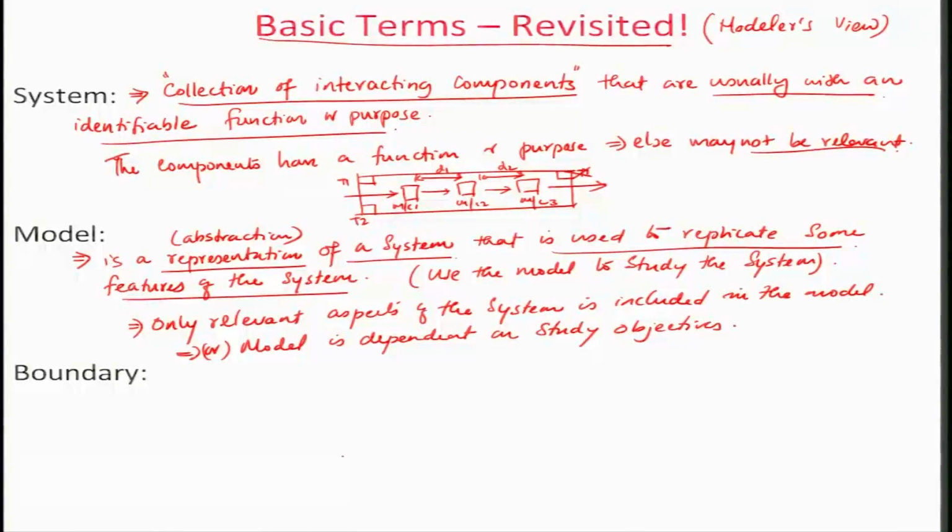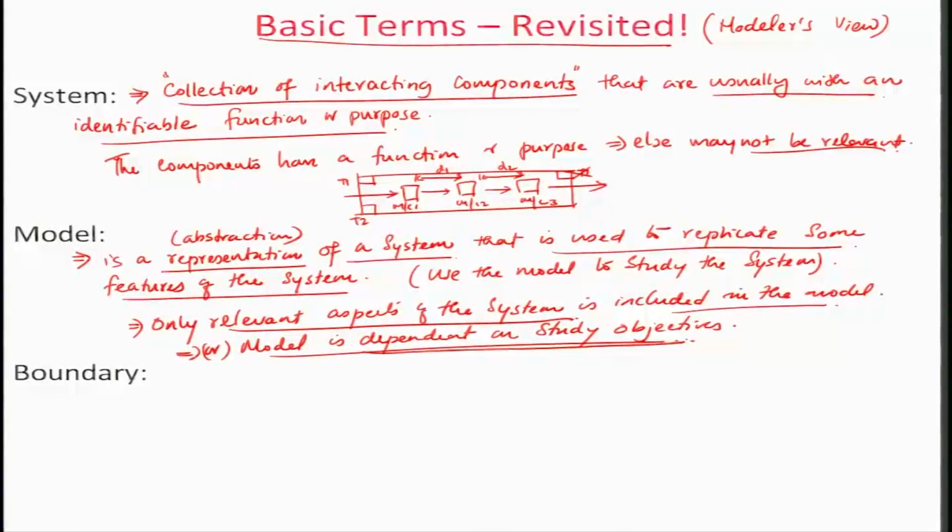So, if you are trying to study a system, only the relevant aspects of the system are included in the model. You are not going to include everything. Why? Because the model is dependent on the objectives. If you are trying to study a system like a Boeing 747 and you are interested in studying the impact of two-engine failure, then obviously you will look into that aspect of it. You might not be interested in what the paint of the aircraft is at that point. So, only whatever is relevant to the study objectives is included in the model.